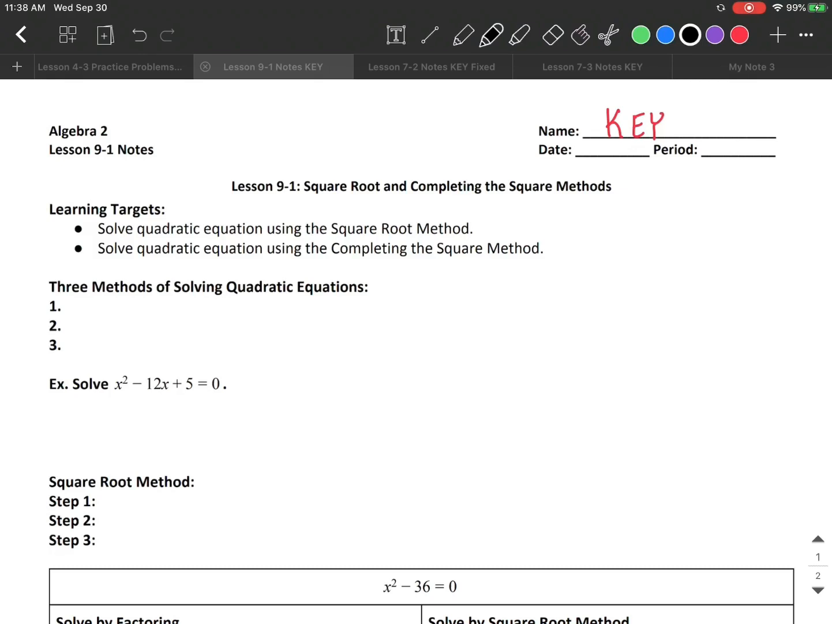The first one is the one we talked about in the last video, so that's factoring. And then the other two are the square root method and the completing the square method. And those are the ones we're going to talk about today, these two.